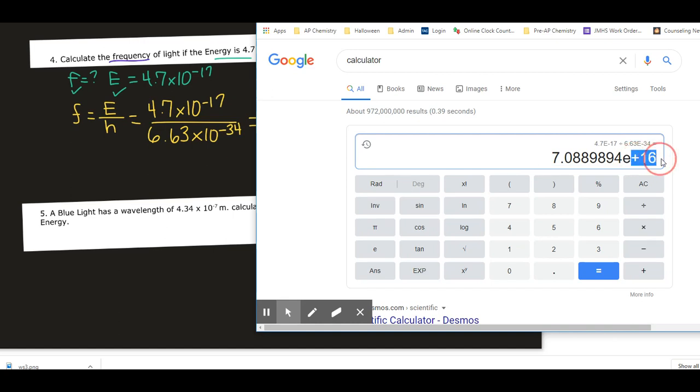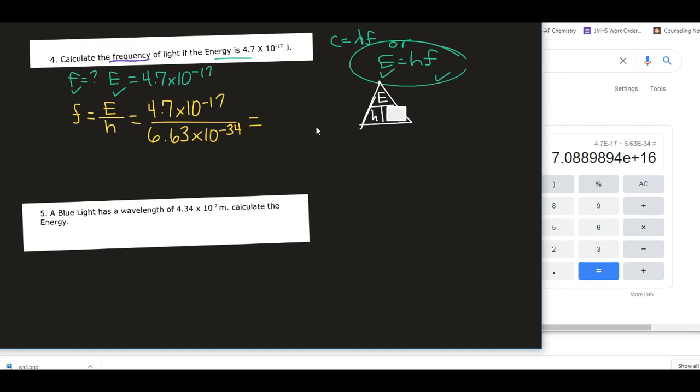So you can see this has a positive exponent. That tells you it's a really big number, okay? And it kind of makes sense, right? If we're solving for frequency of something on the other end of that spectrum, those are high frequencies, okay? So knowing that, we're going to start writing our answer.